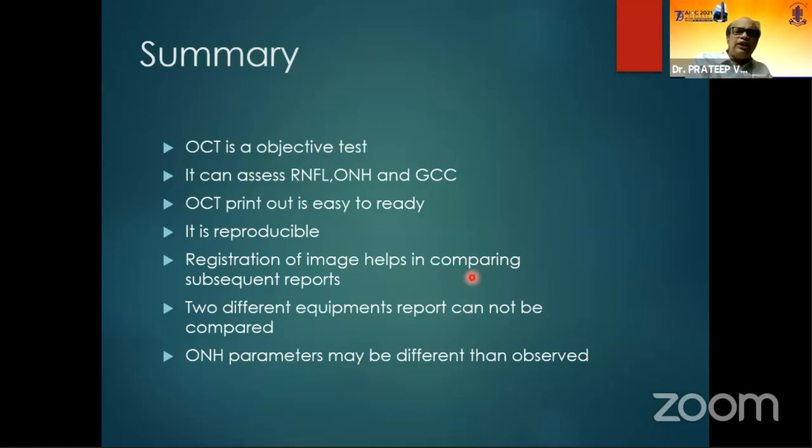So in summary, the OCT is a good objective test. It can assess the RNFL, ONH, and the GCC. The OCT printout is easy to read. It is reproducible. Registration of the image helps in comparing subsequent reports. Two different equipment reports cannot be directly compared, and ONH parameters may differ from those observed.